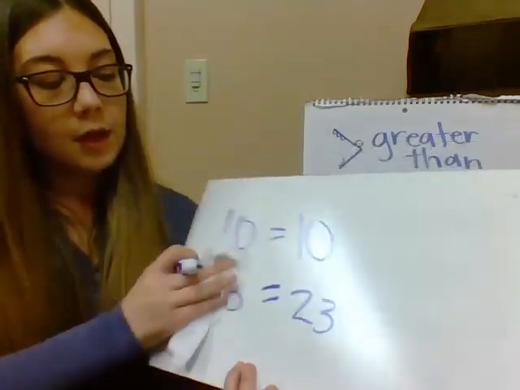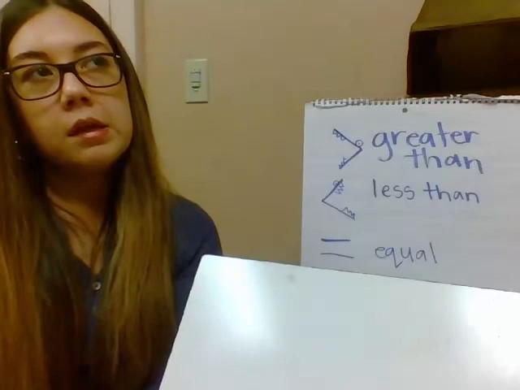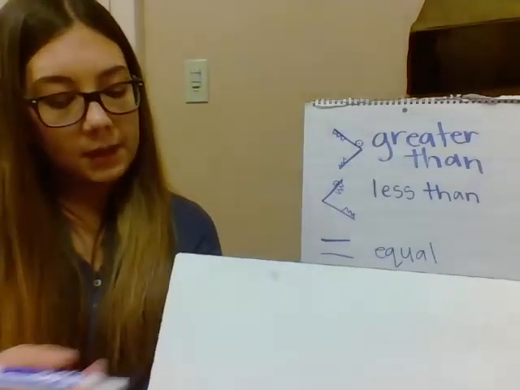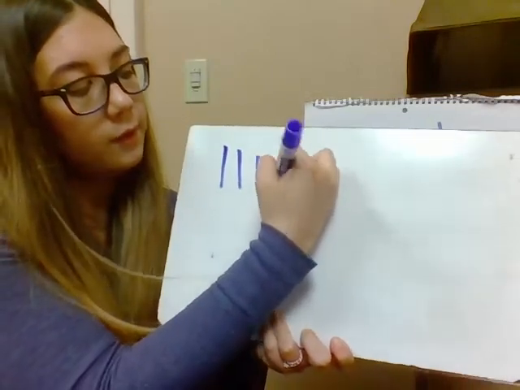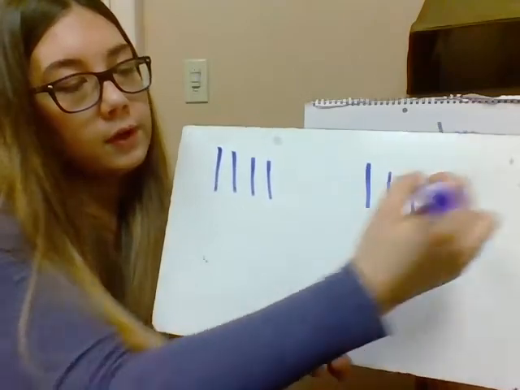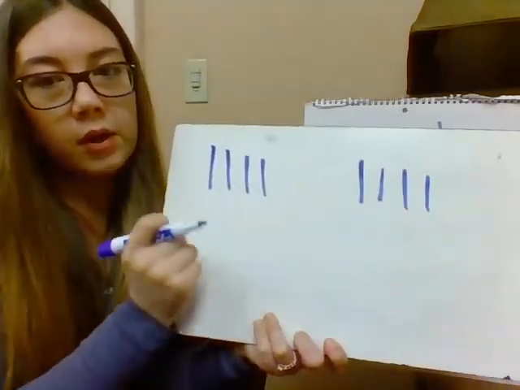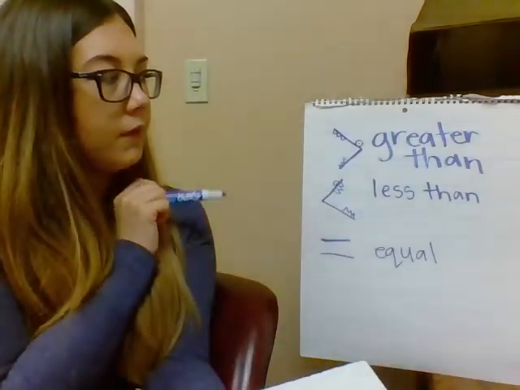I could even do one with a picture. I might think in my brain, why don't we think about 10, 20, 30, 40. 10, 20, 30, 40. There are 4 groups of 10 on both sides. They're equal. Alright guys, let's quickly review.